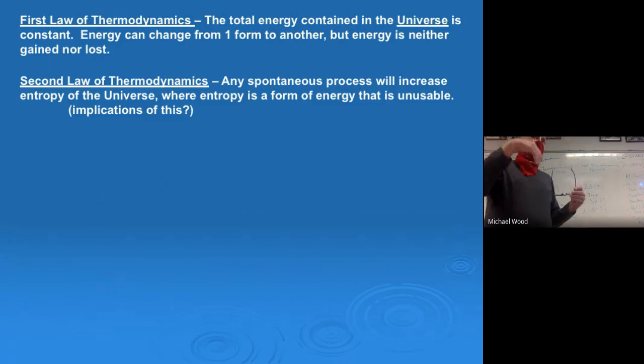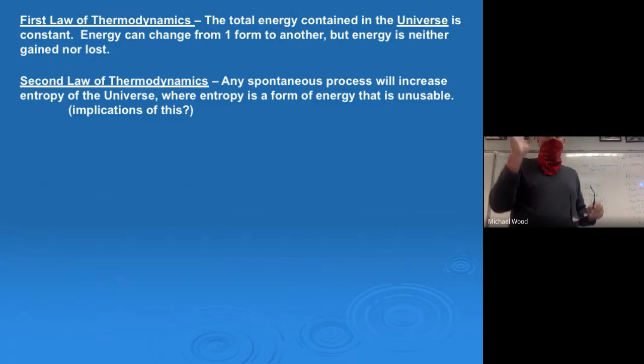And then I got in my car and I drove up to school, and the chemical energy in the gasoline was converted into mechanical energy, but was also converted into heat, which is not a useful form of energy. And then the second law of thermodynamics says any spontaneous process will increase the entropy of the universe, where entropy is a form of energy that is unusable. And so what the second law of thermodynamics says is that it's impossible to even break even, that a perpetual motion machine is impossible.